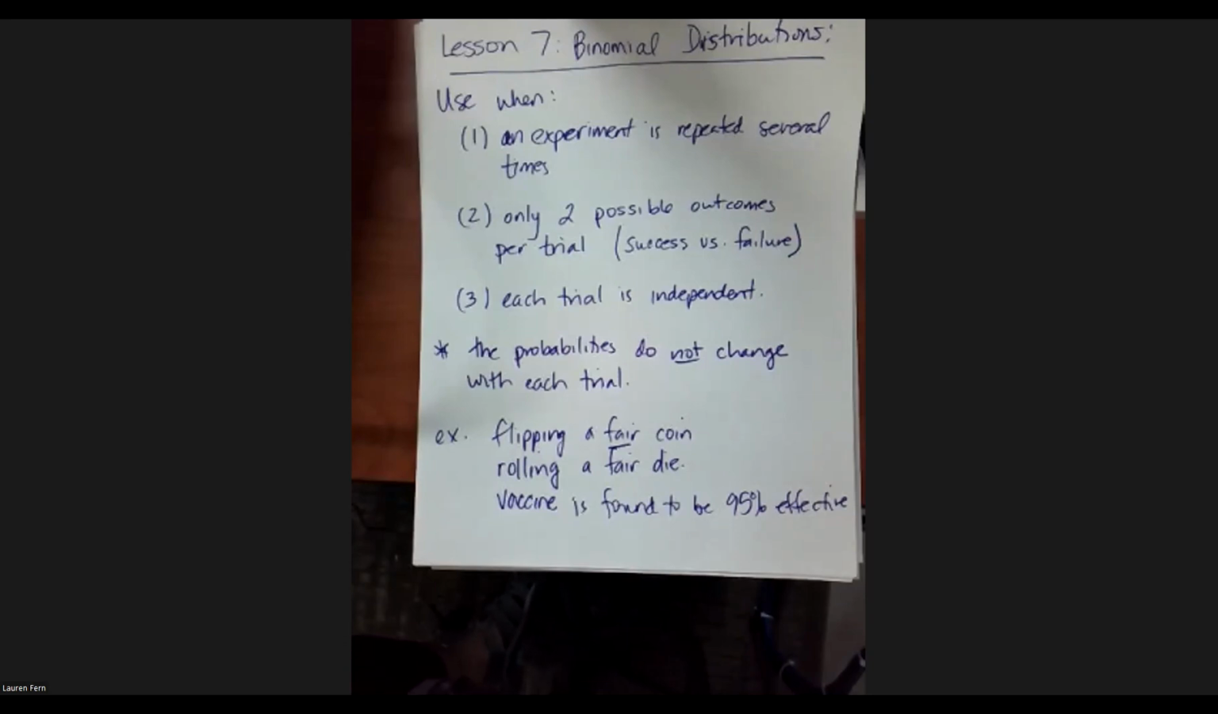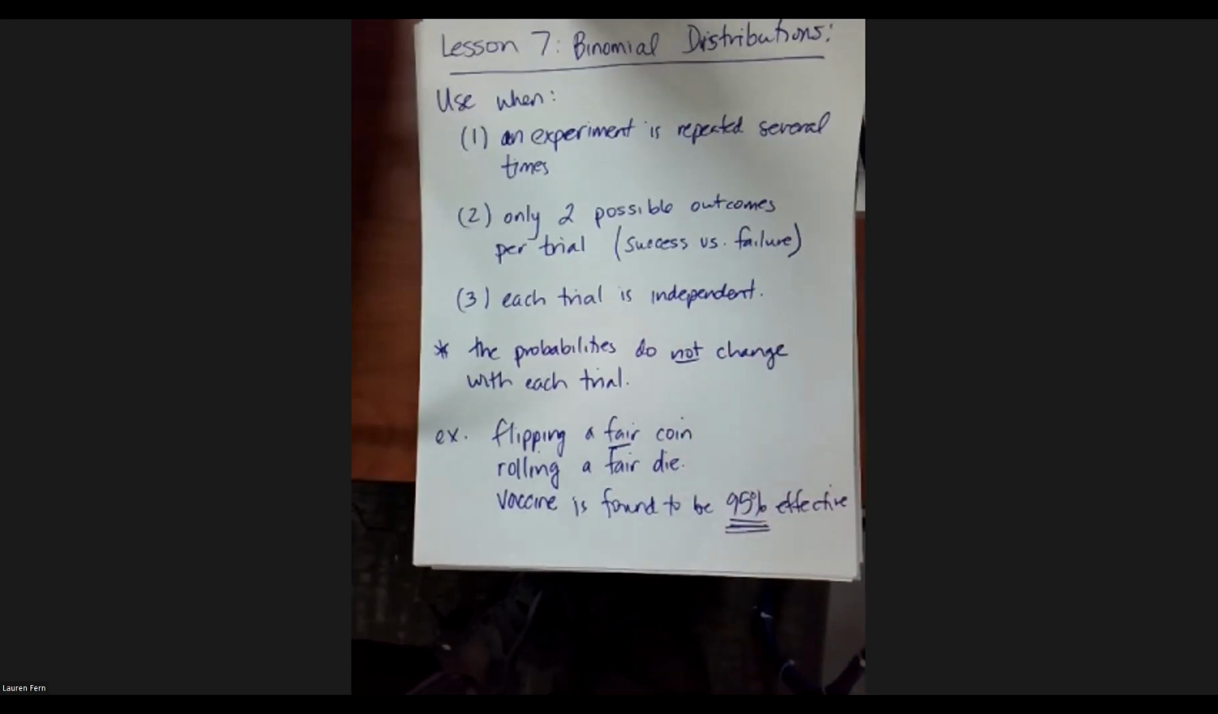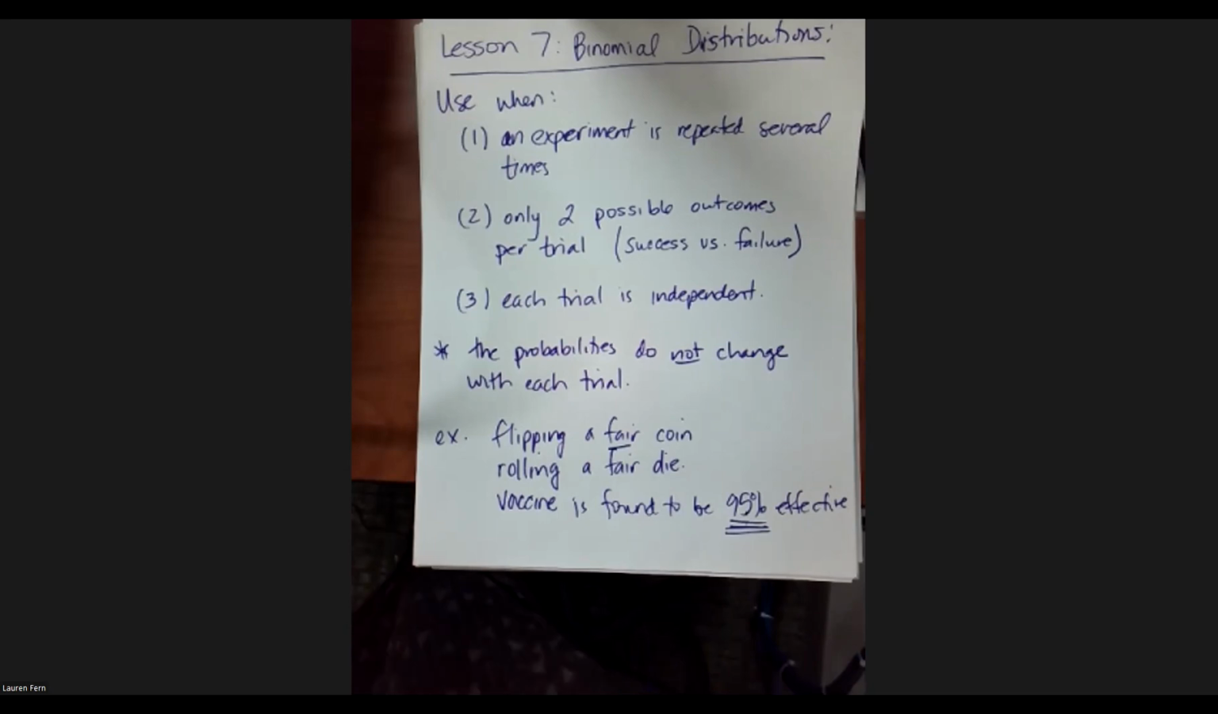One big hint that I'll give you is when you're given a general percent, you want to think, that's going to be binomial, okay? Because this is the probability it's effective. You're just given that straight up. Are there any questions thus far?